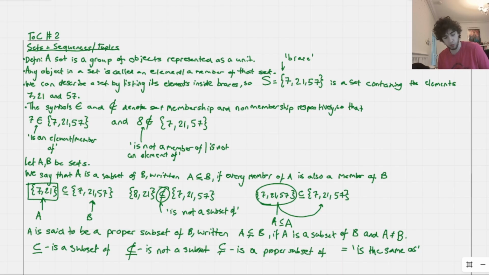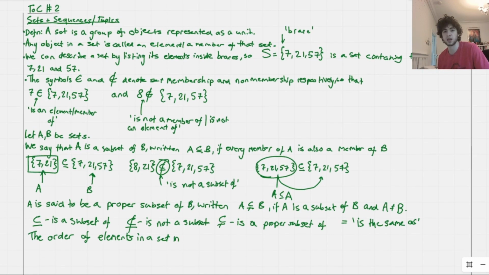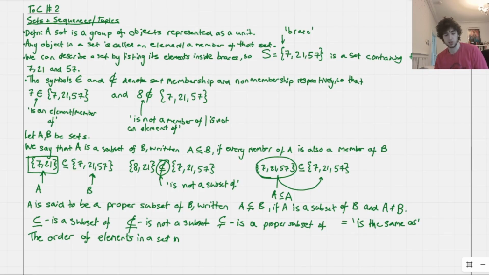So another thing that's very important to note is that the order of elements in a set is not important. The order of elements in a set is irrelevant. In other words, I could order the elements in any way that I want to, and my set will remain the same. It will remain unchanged.